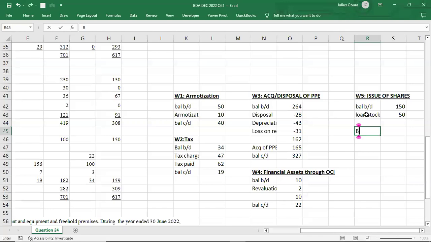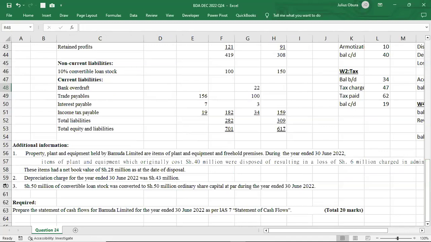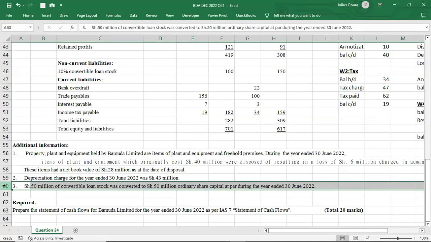Let's cross-check that with our balance carried down. Well, let me have a question. The loan stock, you add it at what point? The loan stock which was converted to ordinary shares. We are adding it because here we are told that. Is it supposed to affect opening or closing? The loan stock that was converted to ordinary shares during the year ended 30th of June 2022. Yes, we add it on the opening so that we see what we are supposed to close with.